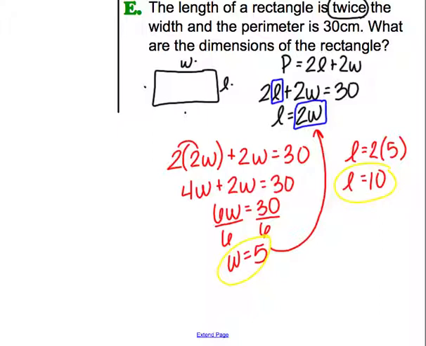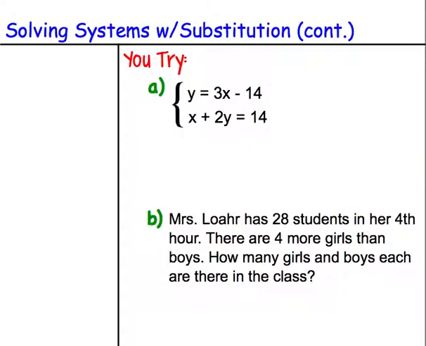So now what I need you to do, besides check that problem, is to go ahead and complete these two you try it problems and bring your questions with you to class tomorrow.